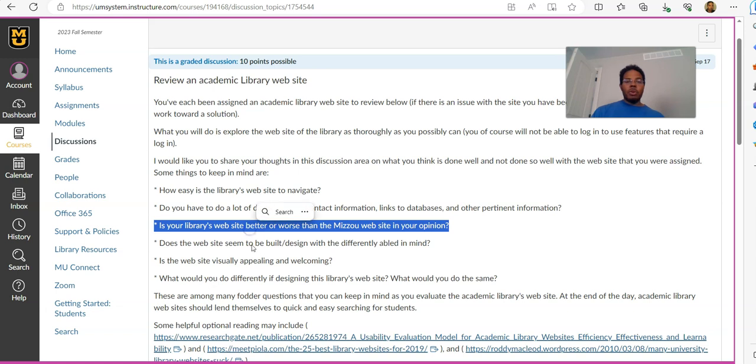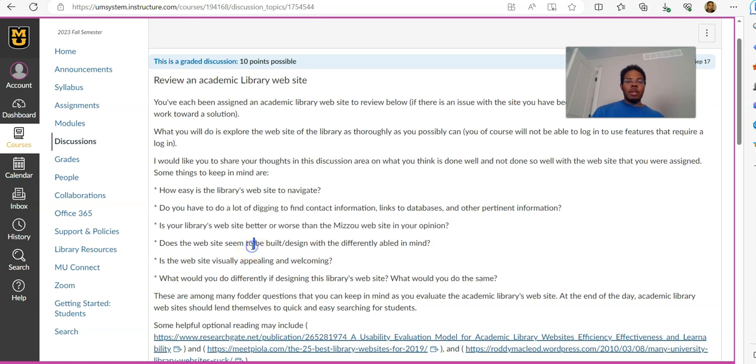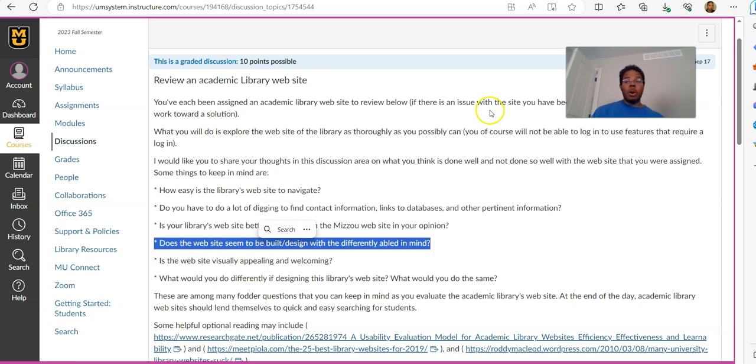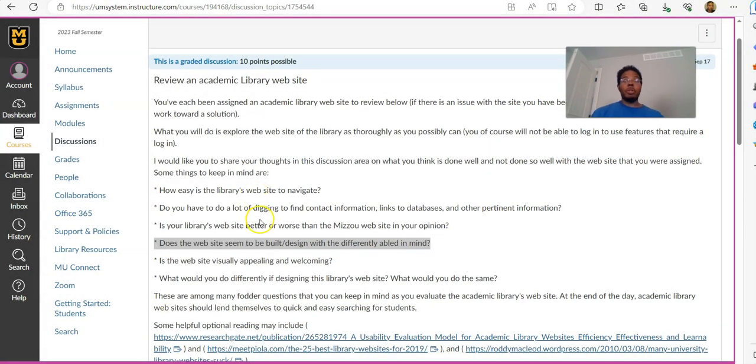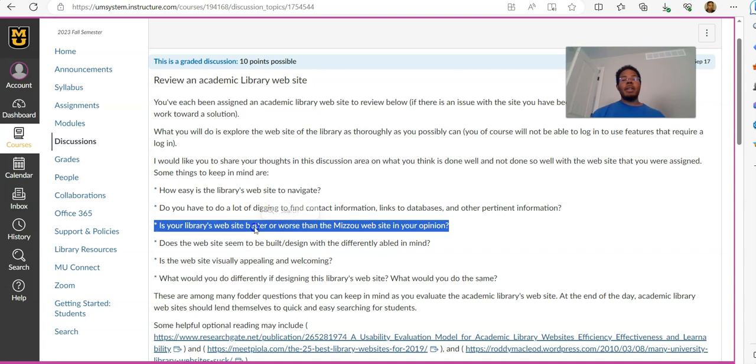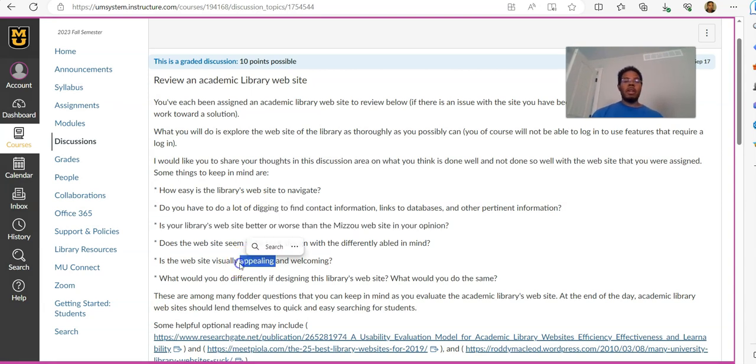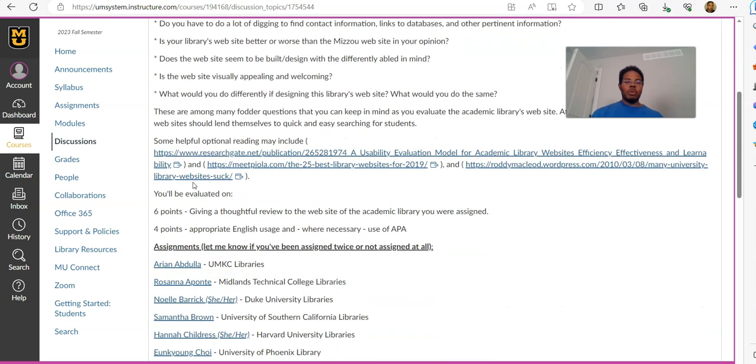Is the website better or worse than Mizzou's library website in your opinion? And all of you are going to be using Mizzou's academic library website in order to complete this class, because you'll be accessing some of your readings through it. So you should be able to make that determination. Is the site visually appealing and welcoming, and so forth and so on.